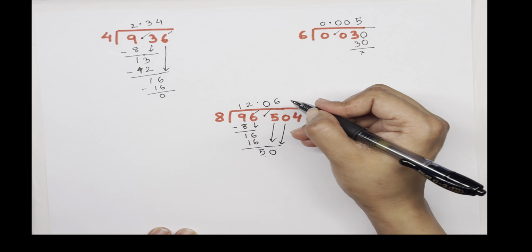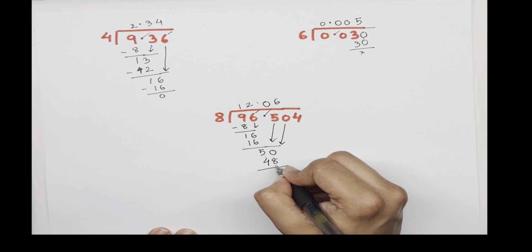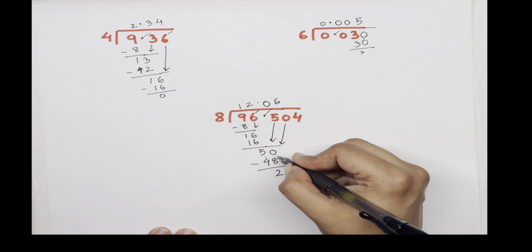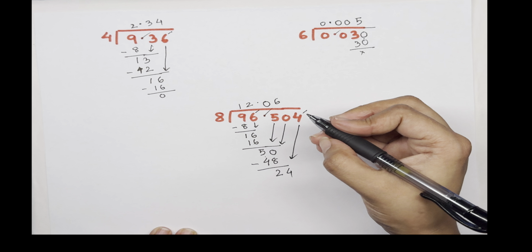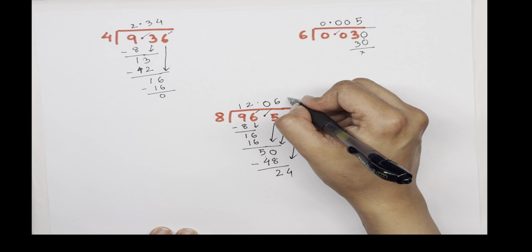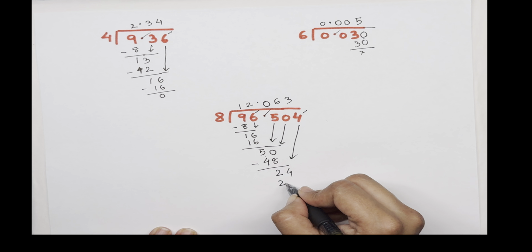8 times 6 is 48. 50 minus 48 is 2. We bring down 4. 8 times 3 is 24.